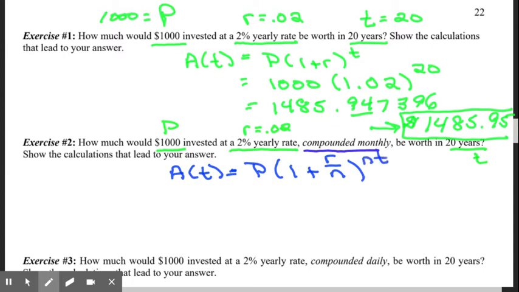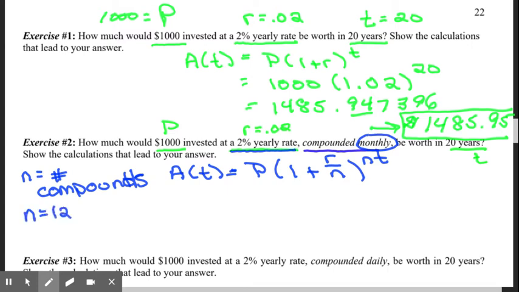Now we know what the P stands for. We know what the R stands for. The n stands for the number of compounds. So it's a yearly rate, but it's compounded monthly. Since there's 12 months in a year, that means our n equals 12.